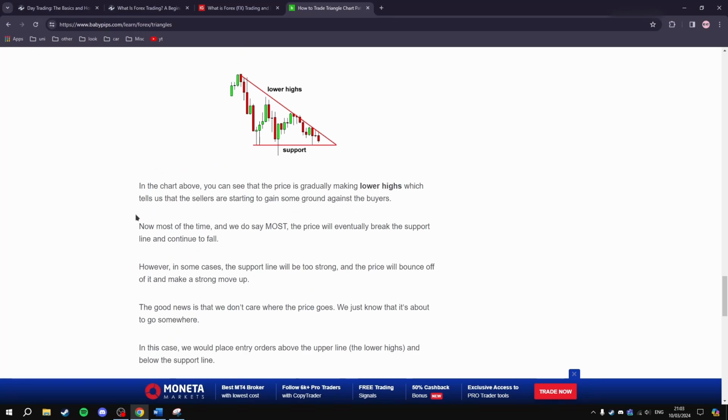In the chart above, you can see that the price is gradually making lower highs, which tells us that the sellers are starting to gain some ground against the buyers.